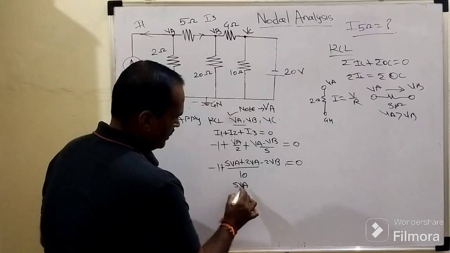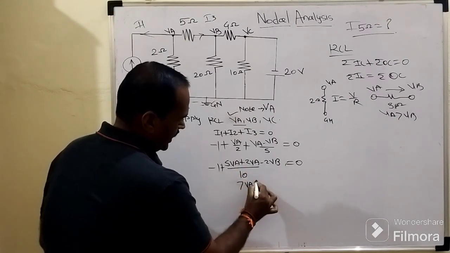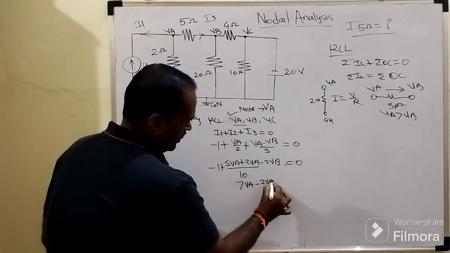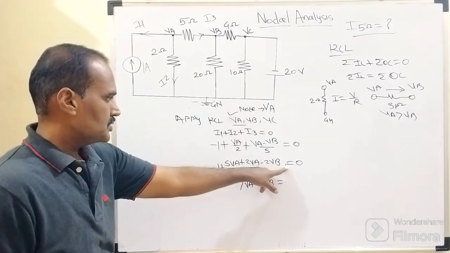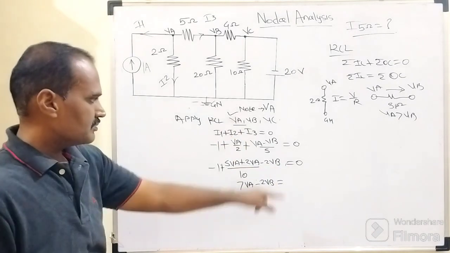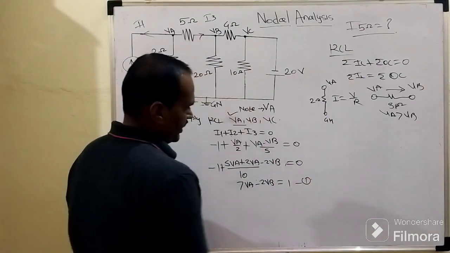5VA plus 2VA, it will become 7 times VA minus 2 times VB equals 10 into 0, which is 0, and at the same time -1 is being shifted to the right hand side, so plus 1. This is our equation number 1.